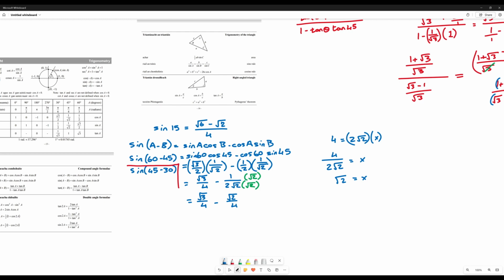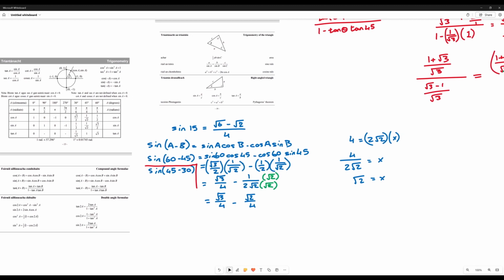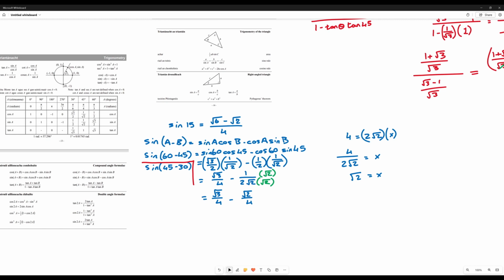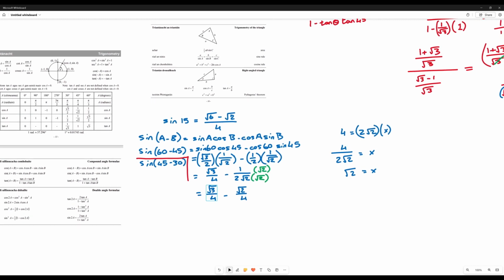Sine of 60 was just root 3, was it? No, sine of 60 is root 3 over 2. Cos of 45 is 1 over root 2. Oh, that's 2 root 2 as well. Sorry, I didn't even see that. Okay, how do I fix that? Sorry, my whole thing was I assumed this was a 4 originally, but it was actually 2 root 2. I just completely ignored this root 2. Sorry, I understand that can be confusing.